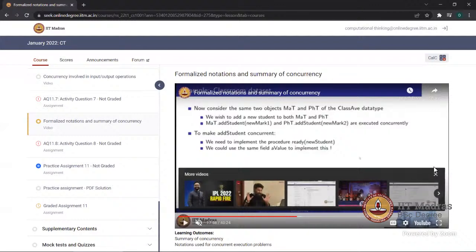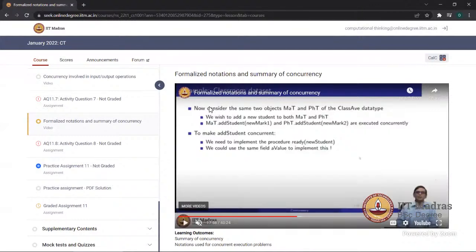Yeah, it may look like pseudocode, but see what is happening. This is the classroom data set we are talking about. It actually doesn't have anything to do with producer consumer in the direct sense. I think you're getting confused with this. Consider the same two objects, right? This is the mathematics teacher and physics teacher and the class average data type. We are talking about class average. In order to find that class average, we require maths marks and physics marks and so on.